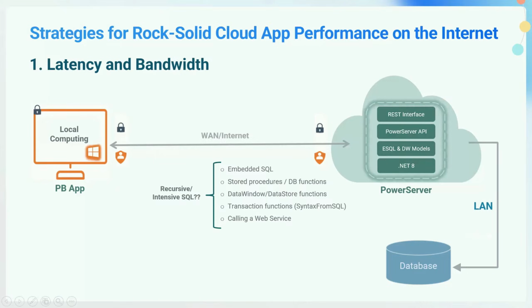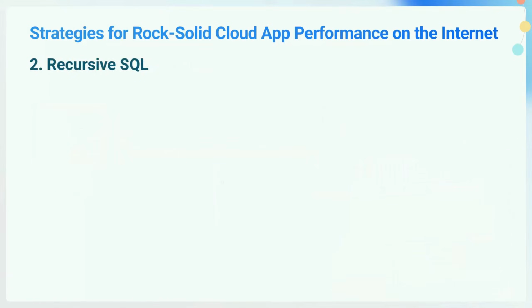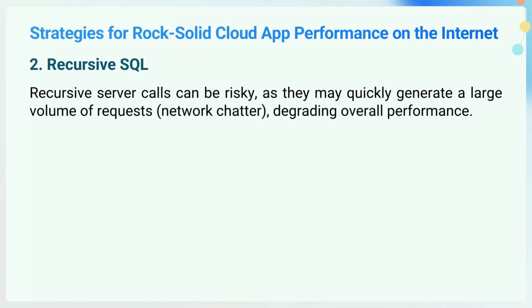In a moment, we'll look at how to improve these areas, especially where inefficient practices can hurt performance in an internet environment. And when it comes to the web API's communication with the database, the best practice is to keep both within the same LAN on a stable, high-speed, low-latency network. Now we'll see how recursive SQL can impact the performance of a PowerServer app over the internet. In general, recursive server calls can be risky because they may quickly generate a large number of requests, what we call network chatter, which degrades overall performance.